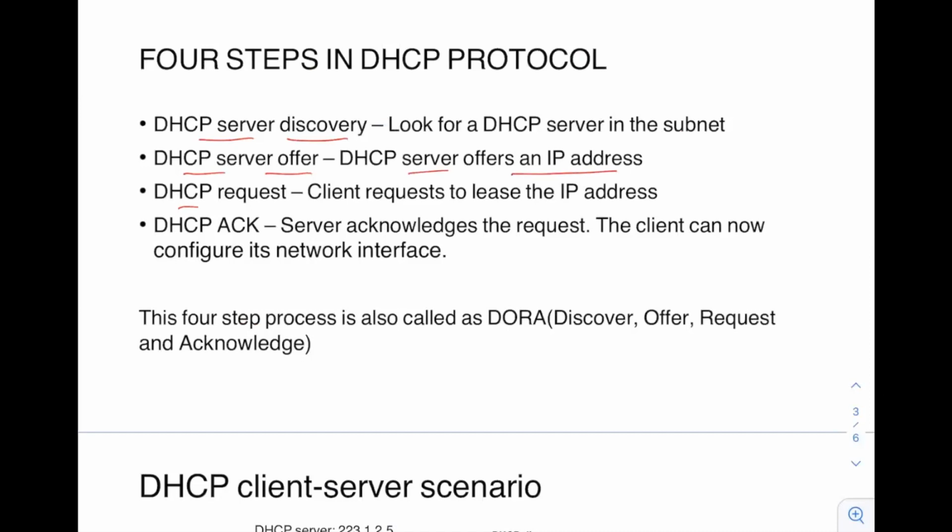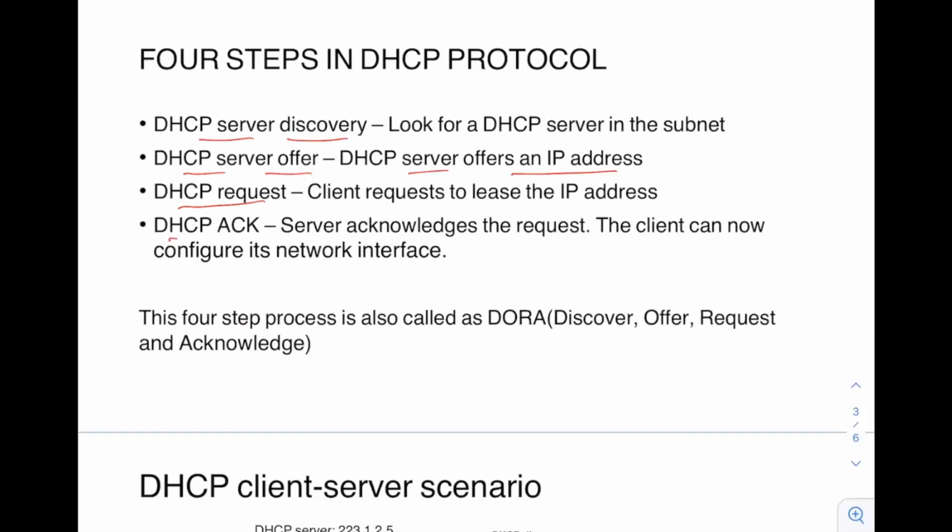Third step is the DHCP request. The client will see that this is the IP address the server is giving me, and also for how much duration the server is giving it. If the client is satisfied with that IP address, the lease time, and all the network configurations, then the client will request that the server please lease this IP address to it for this much duration of time.